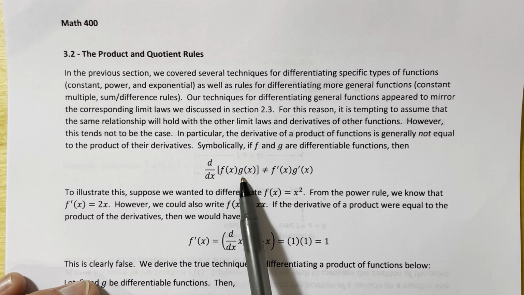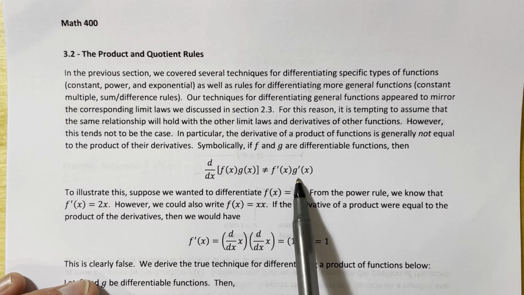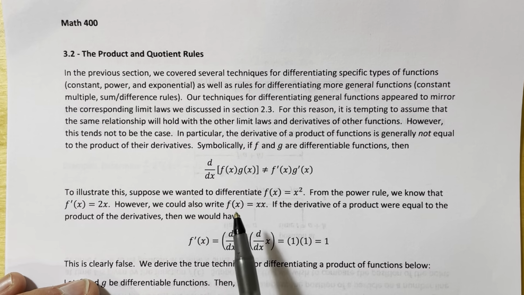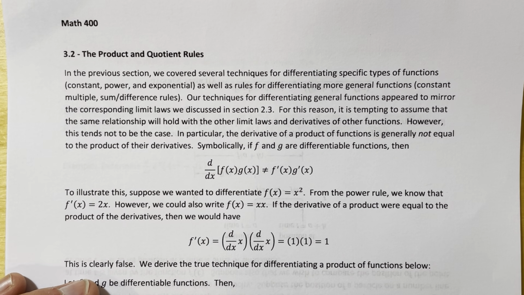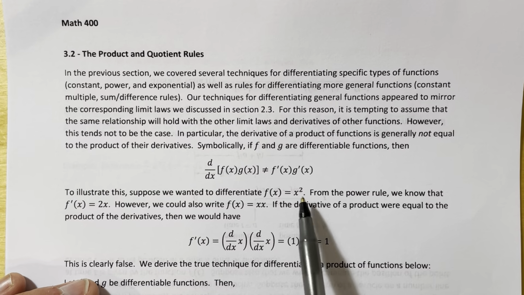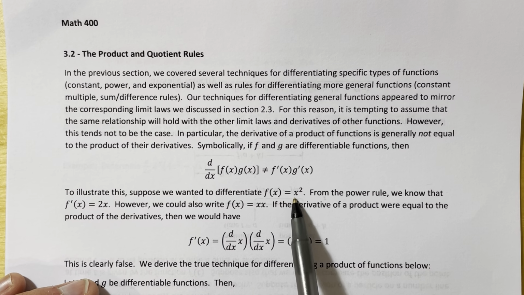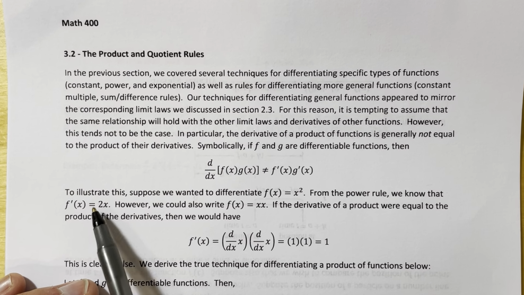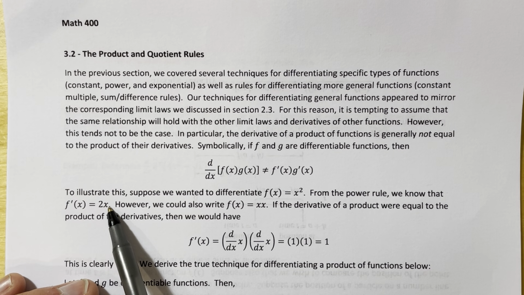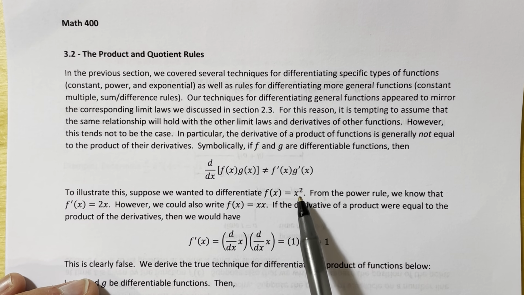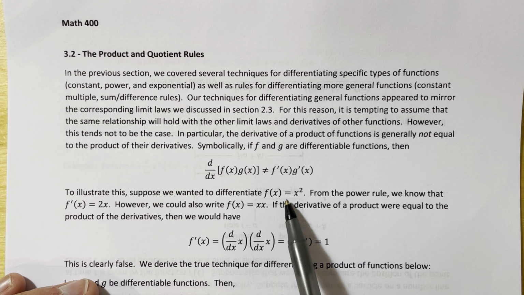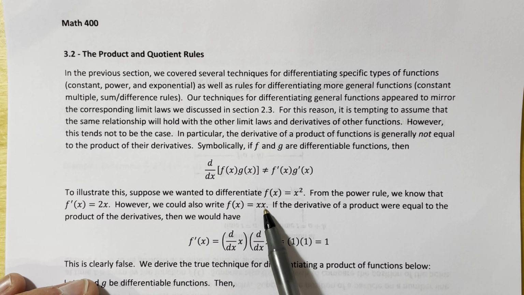So to illustrate why this doesn't actually work the way you might expect it to, let's take a derivative of a function that we already know how to deal with. f of x equals x squared. So from our power rule that we talked about in 3.1, we already know that if f of x equals x squared, then f prime is equal to 2x. Okay, but what if we took the same function and tried to approach it differently? What if we rewrote x squared as x times x?